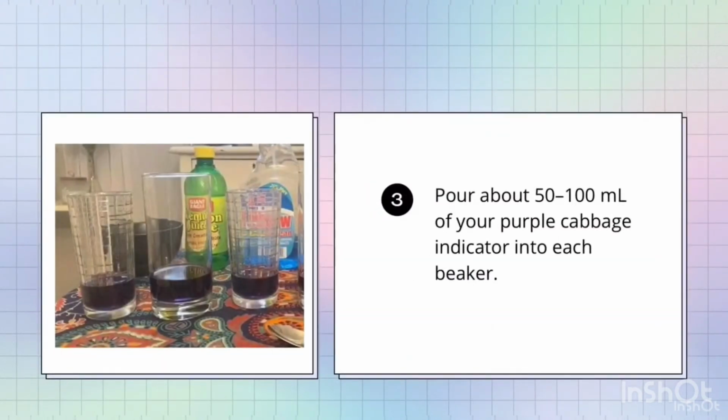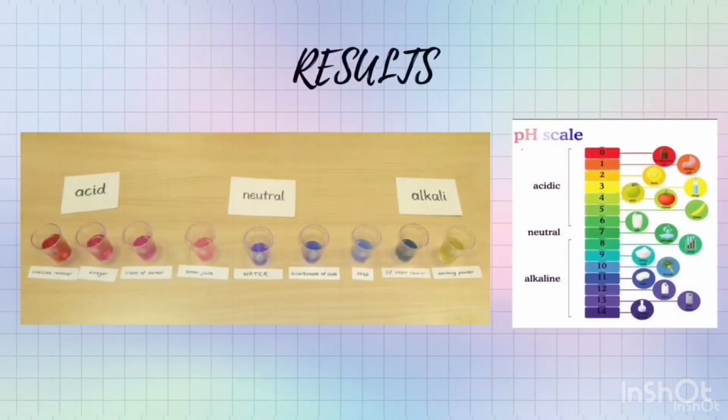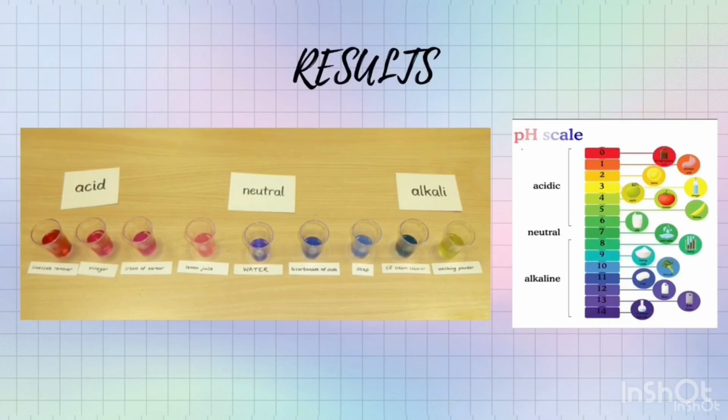Next, pour about 50 to 100 ml of your purple cabbage indicator into each beaker. Lastly, add various household solutions to the indicator until it changes color. Use separate containers for each household solution. This is the result you should get. As you can see, the water is the most neutral substance, and you can refer to the pH scale to determine the pH value of each item.